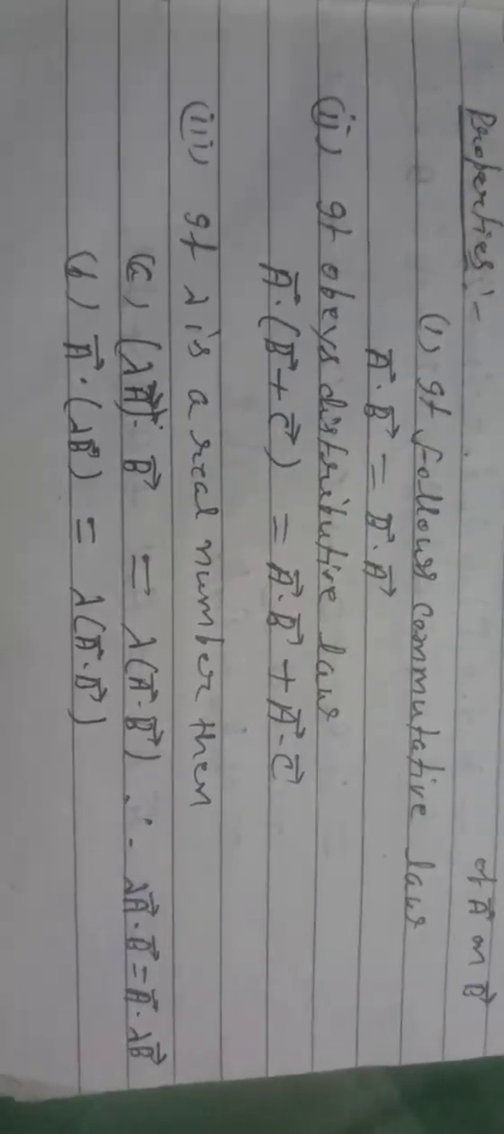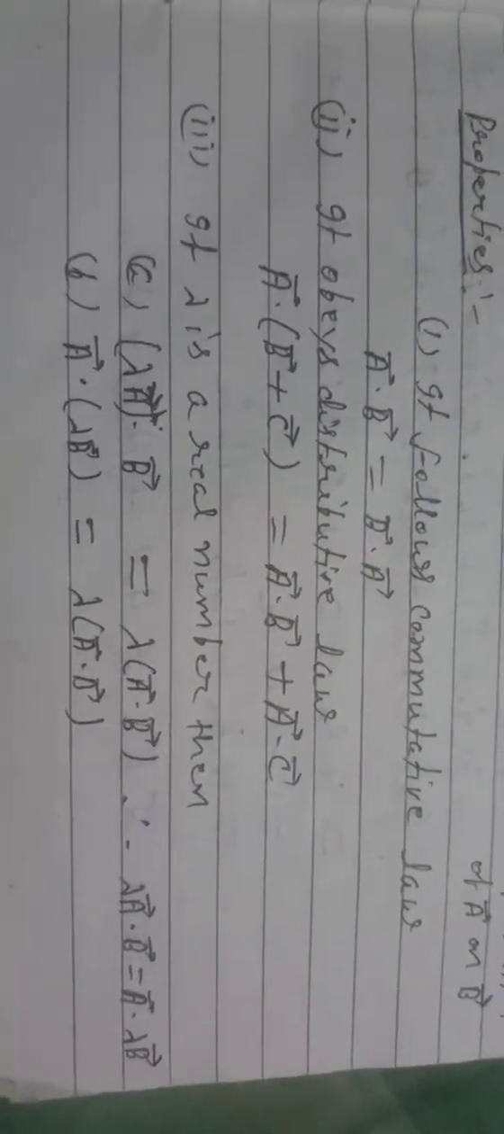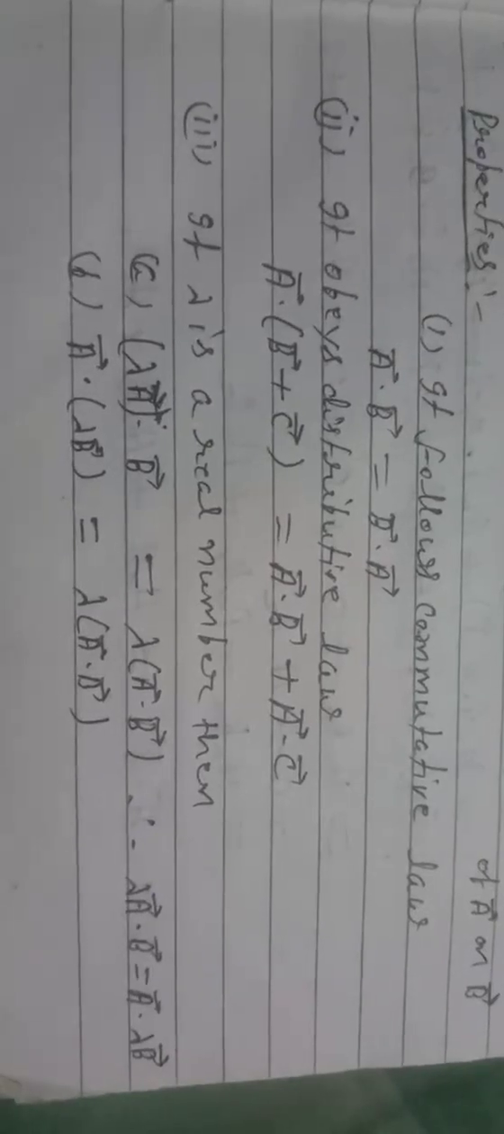Properties. It follows commutative law, that is A dot B equals B dot A. Second, it obeys distributive law, A dot (B plus C) equals A dot B plus A dot C. This is distributive law.